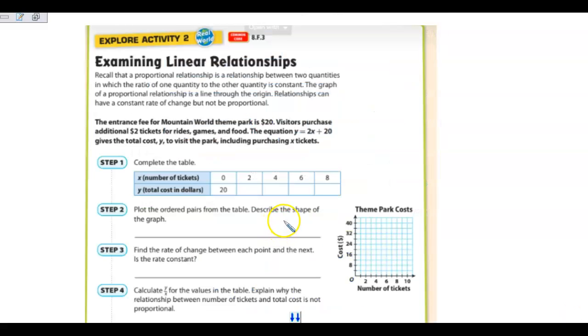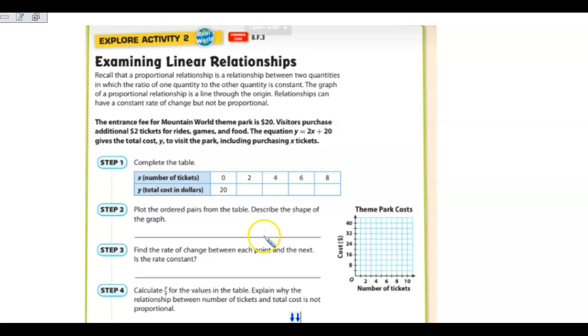We can examine linear relationships by recalling that a proportional relationship is a relationship between two quantities in which the ratio of one quantity to the other quantity is constant, which means the change is the same. The graph of the proportional relationship is a line through the origin. Relationships can have a constant rate of change but not be proportional.